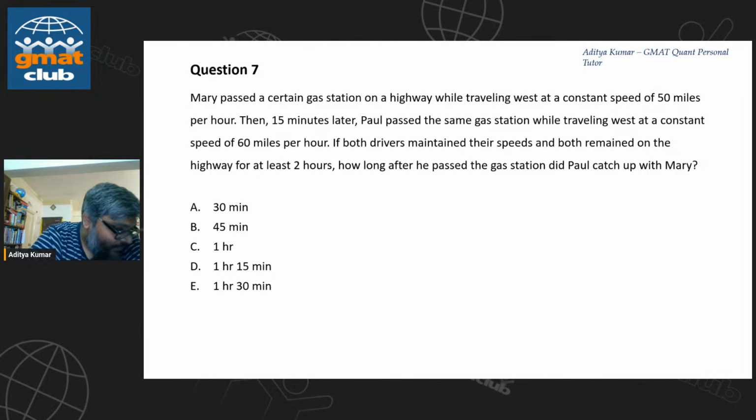Any other GMAT topic is planned? We have one more topic, and that would be the concept of absolute values. That would be the last topic that I discuss before we take a pause. So that's the plan. Maybe in 2 or 3 weeks of time, that would be the last topic.